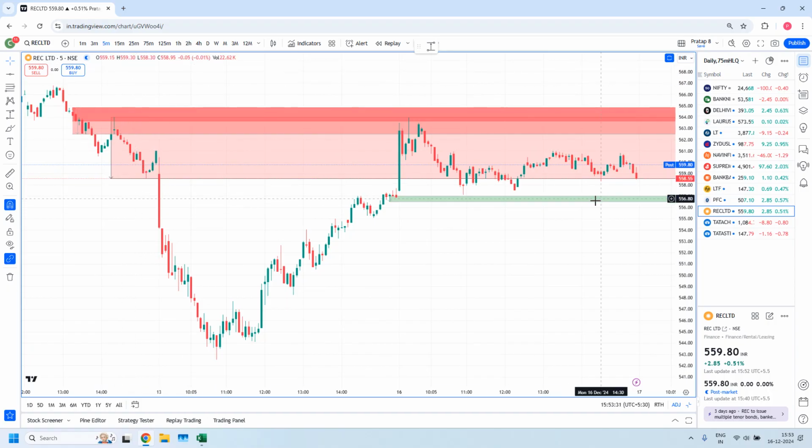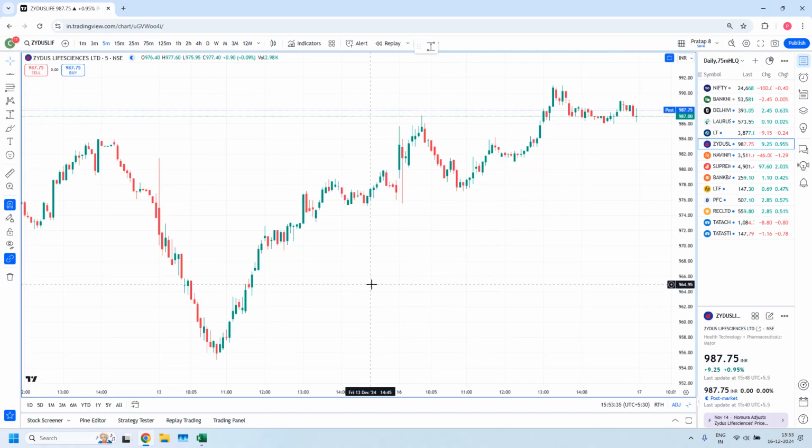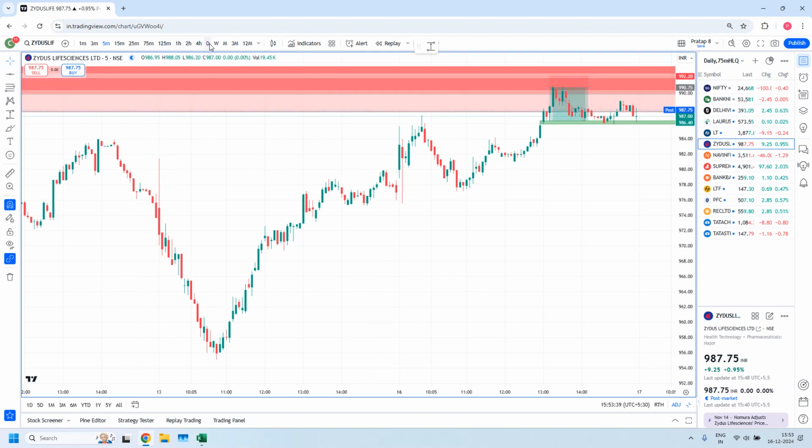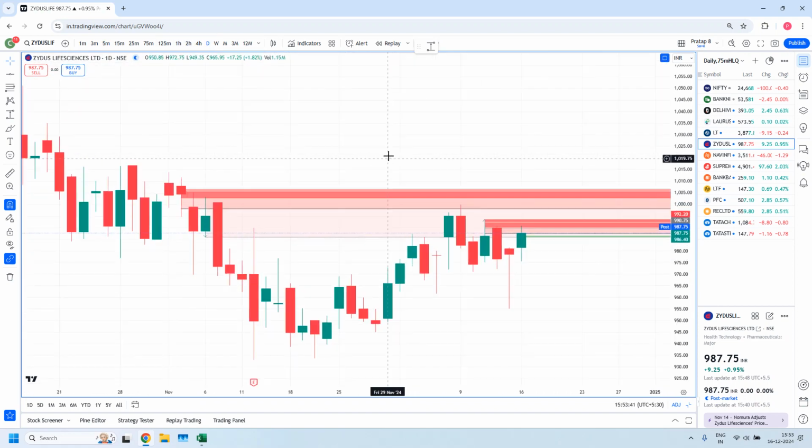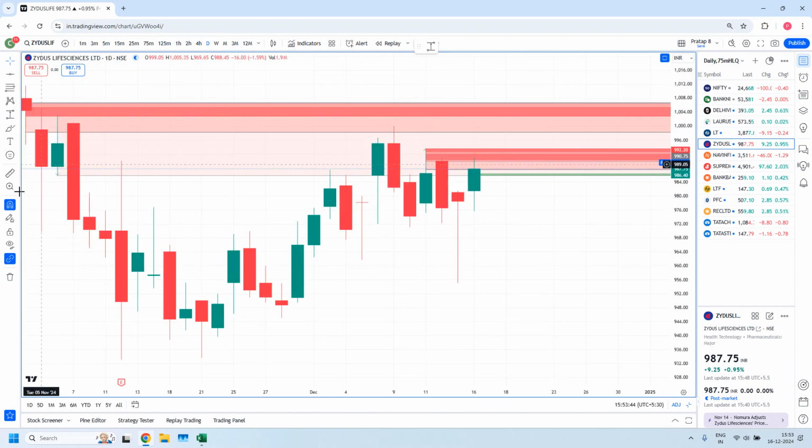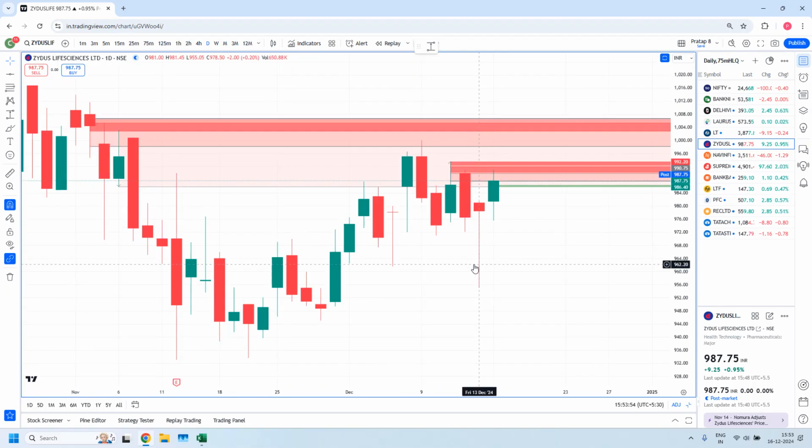Where is Zydus? This is a daily high liquidity supply zone, Zydus. How did our software identify this zone? Our software identified this zone as a rally base drop. Rally base drop. This is the daily zone.